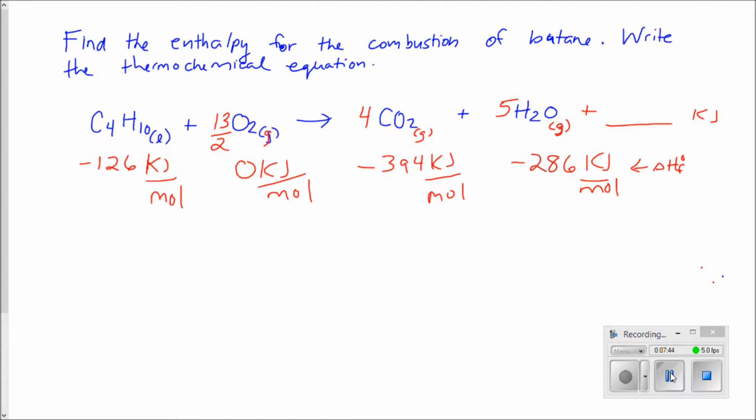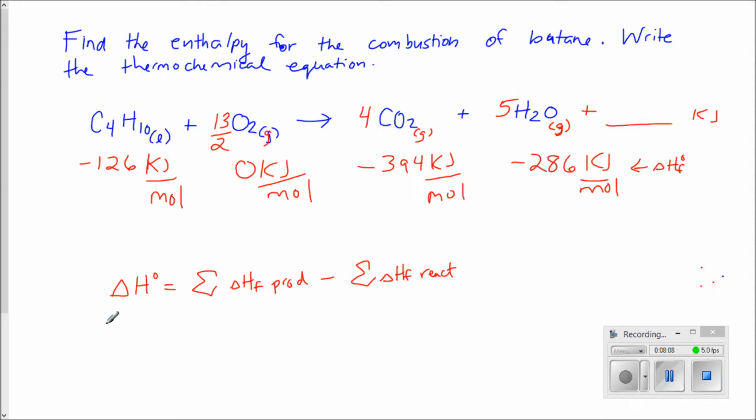So since we haven't been given any sub-equations to add together like Hess's law the long way, what we're going to do is use the heats of formation in this equation down here, which is the enthalpy is equal to the sum of all the heats of formation of the products minus the sum of the heats of formation of the reactants. So this is what it will look like. I'm going to substitute my values into the equation, and I'll explain it to you as I do it.